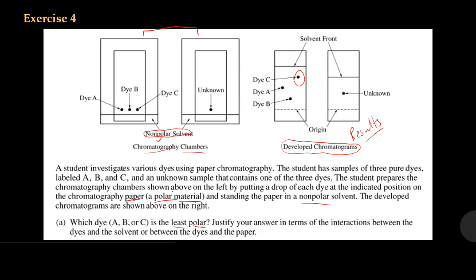Now, if you're referring to the interactions between the dye and the solvent, you could say the least polar one, since the solvent is nonpolar, is going to travel the farthest with it because it's the most attracted to the solvent, having similar forces of attraction. Between the dyes and the paper, what you would say is the least polar one is also C, because it traveled farther, because it's less attracted to the polar paper. Less attracted to the polar paper than it is to the solvent, okay?